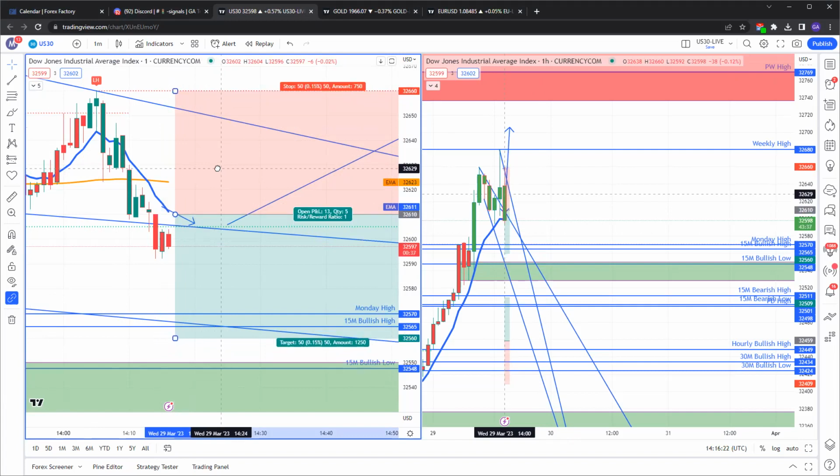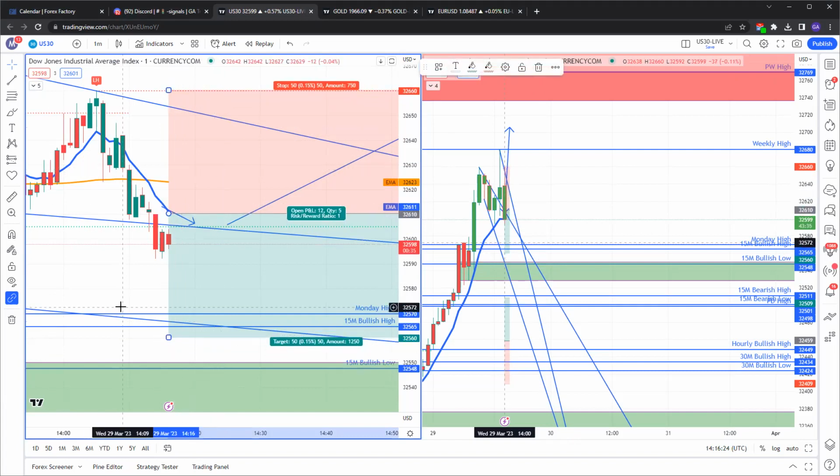At the very least, let price come to the 9 EMA on the 1 minute. And then at that point, I will sell US 30 to ride it down to this 570 area.